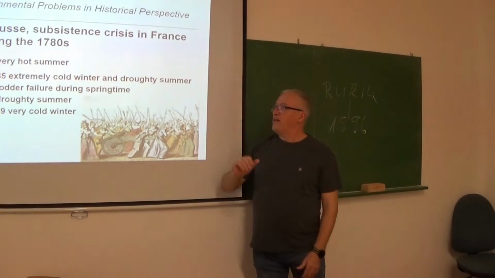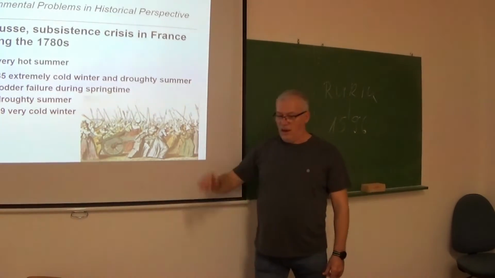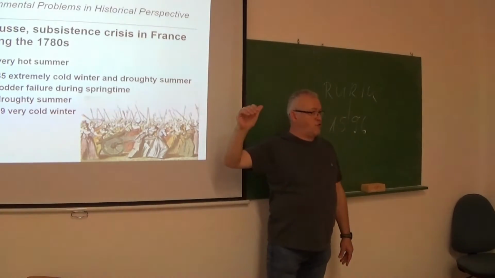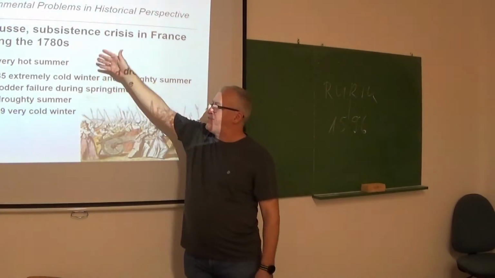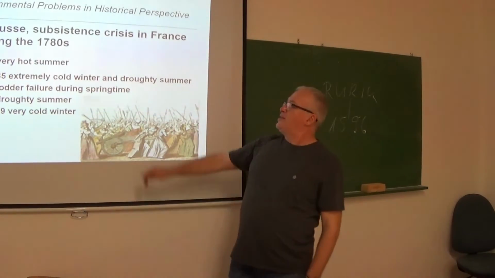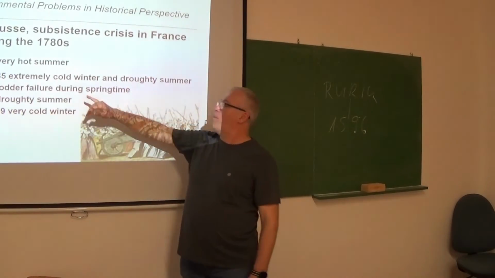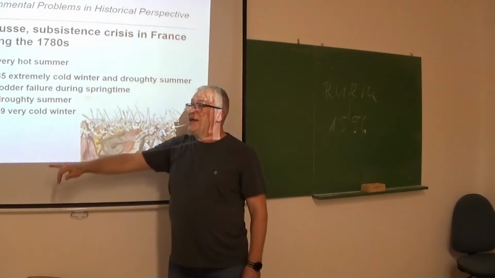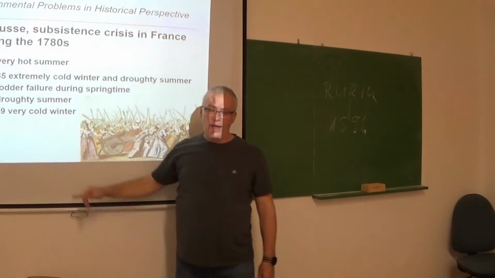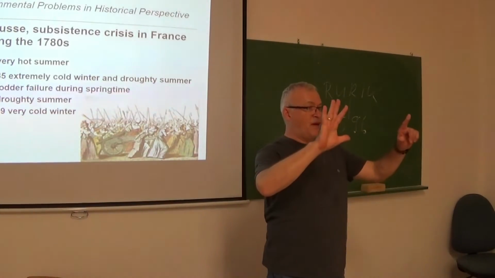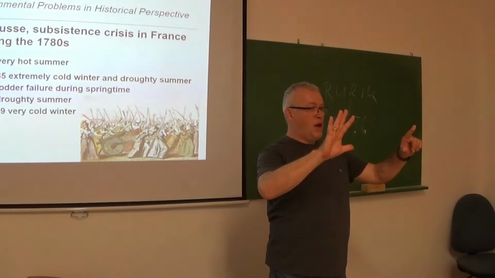Look at one middle level interaction. This is the story before the French Revolution. This is a series of agrarian disasters. A hot, very hot and dry summer, an extremely cold winter, a drought summer, fodder failure during the springtime, a droughty summer, a very cold winter. If we calculate and recall the years before the French Revolution, the final result is 7 years. 7 years. Why is this so important?